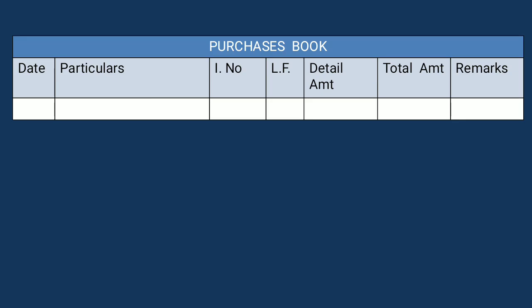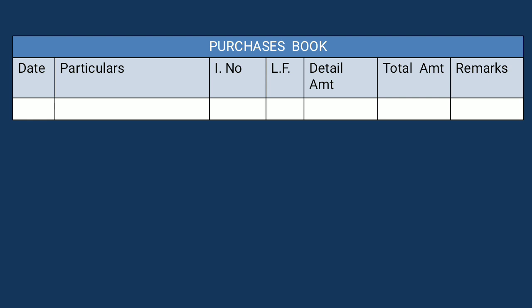Next is the detail amount. In the detail column we record all the transactions related to the purchase. If we have purchased goods, we record that. If we have allowed any trade discount, we mention it. If any tax is there, we add it in that column. So the detail column shows all the details, that is all the additions and subtractions. And in the total column we finally put the single amount for each transaction with the parties.